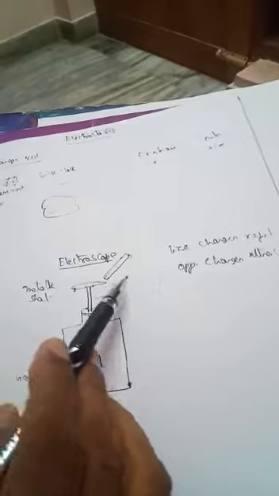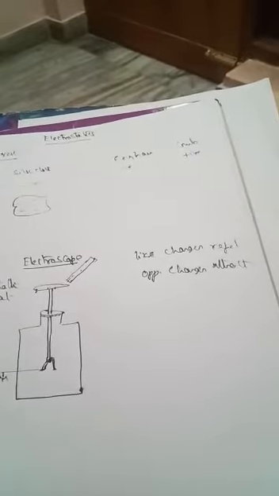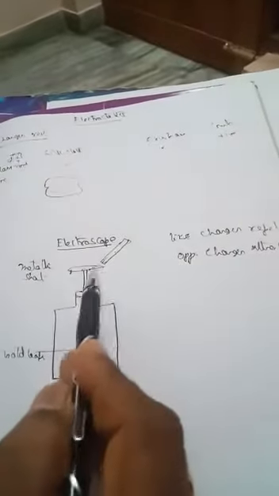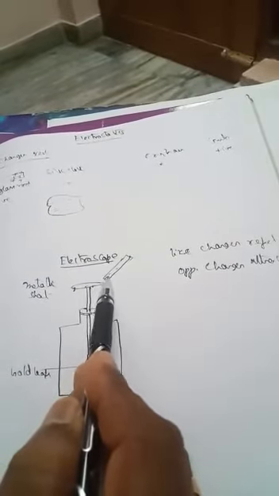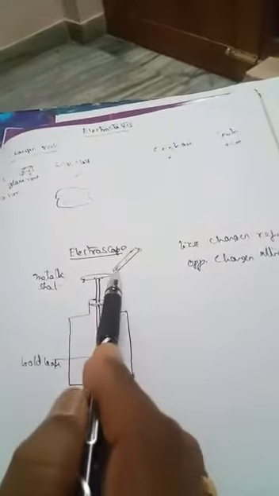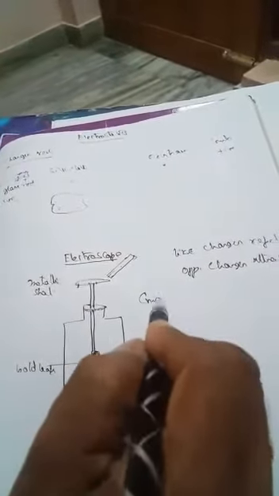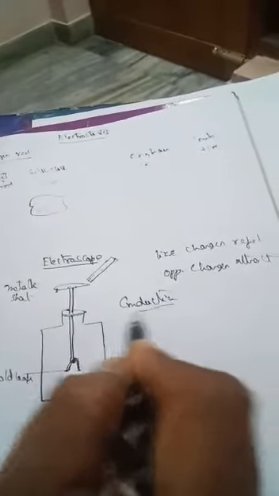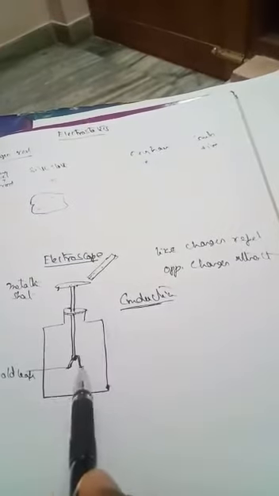Now you can see there are two types of transfer of charge. One is the charge transfer that takes place due to contact. That means this is touching the surface, and at that time the charge transfers from here to here. The transfer of charge due to contact is called conduction. Conduction is a process of transfer of charge when two substances are in contact with each other.